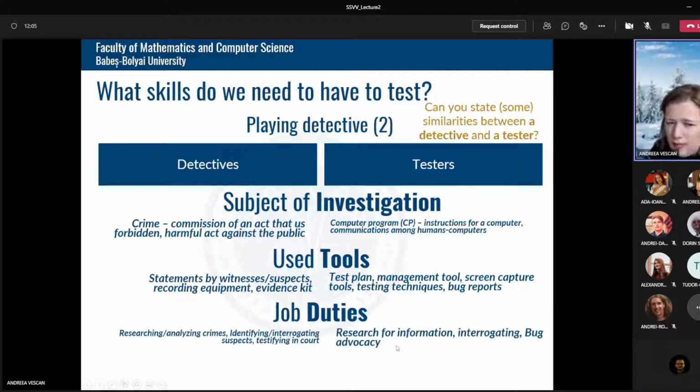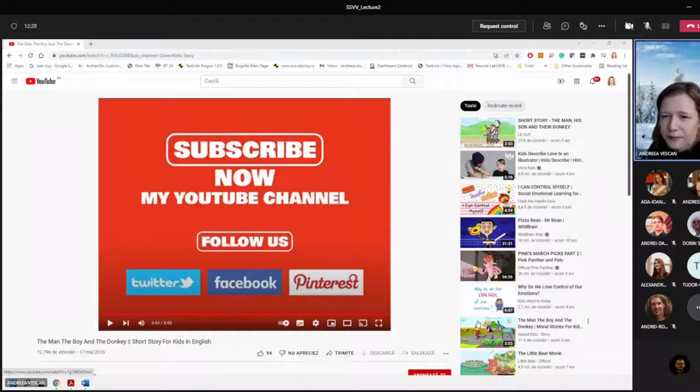And from the job duties, after researching and analyzing the crime, you also need to testify in court. The same in testing. After you search for information to identify whether you found a bug or not, you also need to advocate for your bug, right? You need to go to the developer, as Ada said, and say, okay, I found a bug, please fix this, and so on.